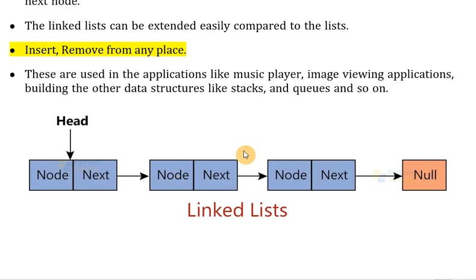So here you can see, what is the benefit of this linked list? The main benefit of a linked list is we can insert or remove from any place of the linked list. We don't need to remove or add the element at any specific place. We can remove it from anywhere. So this is the main advantage of the linked list. Due to this feature, it gives better performance than stack and queue.